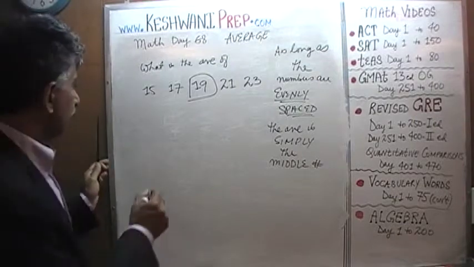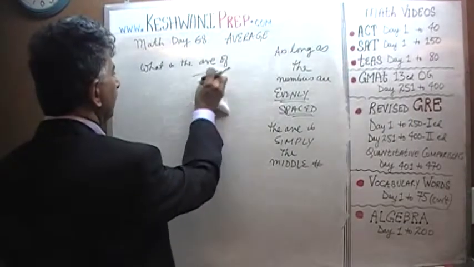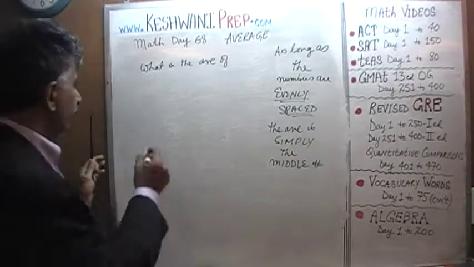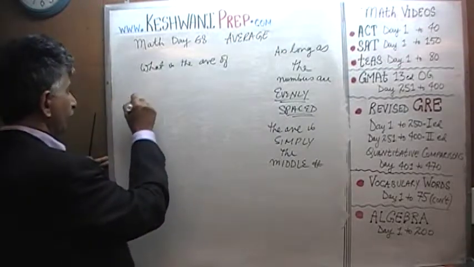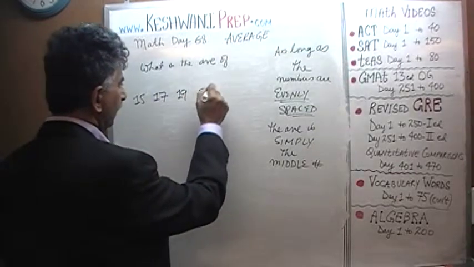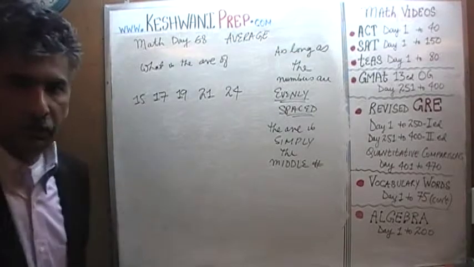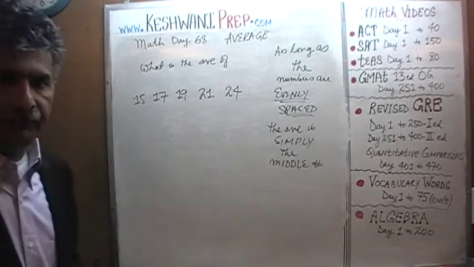Let's do another question. This time, I'm going to give you five different numbers. Here we go. 15, 17, 19, 21, and 24. Go ahead, do it out. Find the average of these five numbers.